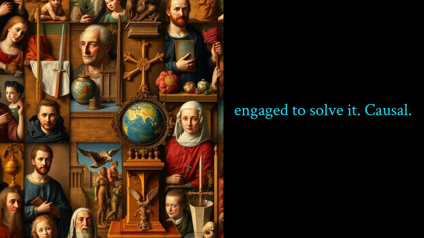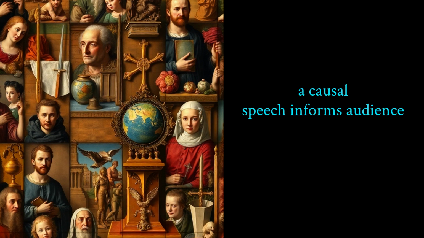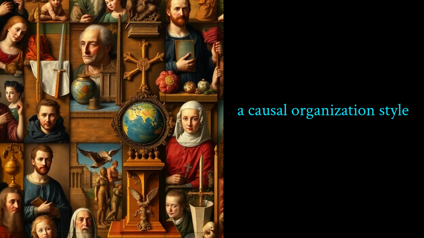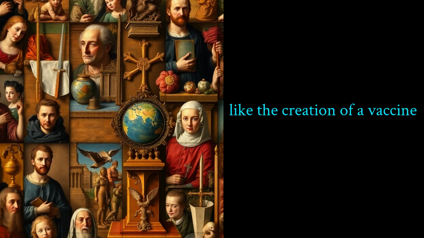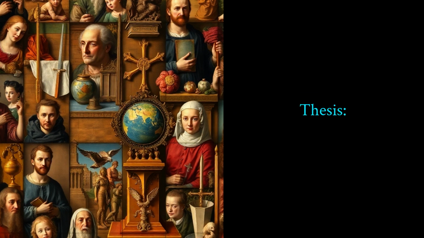Causal. Similar to a problem-solution speech, a causal speech informs audience members about causes and effects that have already happened. In other words, a causal organization style first addresses some cause and then shares what effects resulted. A causal speech can be particularly effective when the speaker wants to share the relationship between two things, like the creation of a vaccine to help deter disease. An example of how a causal speech about a shingles vaccine might be designed follows.